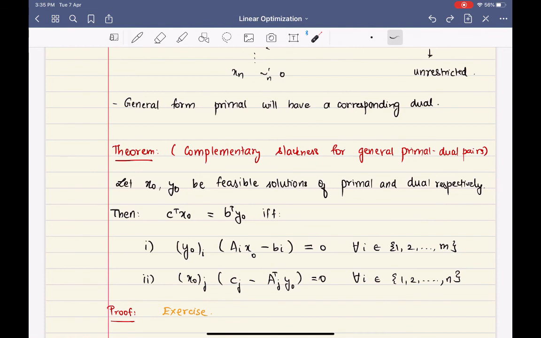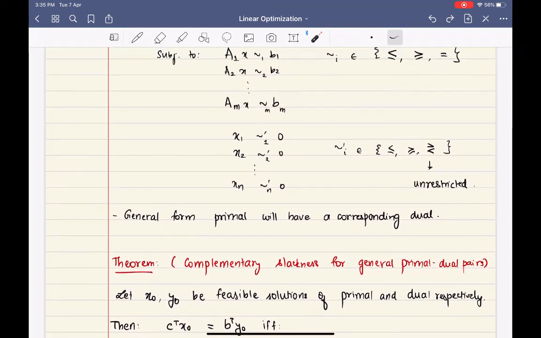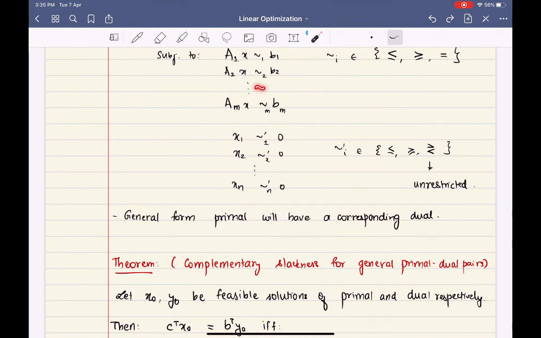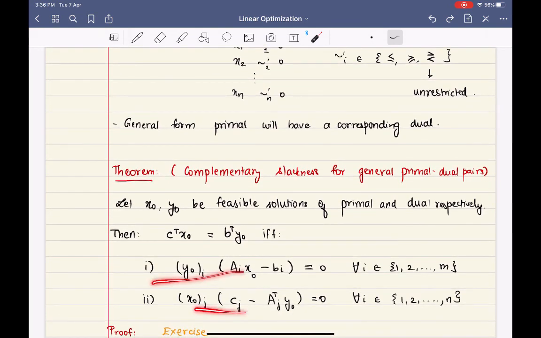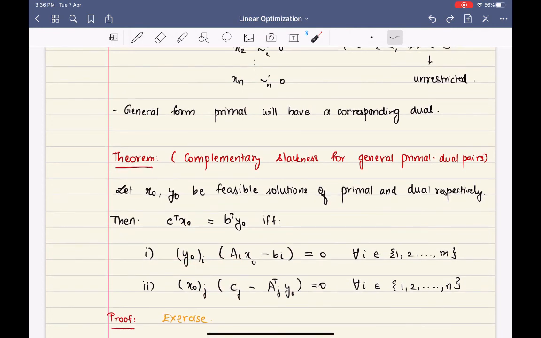It uses the same style of arguments, except that you need to be careful about the particular choice of constraint, the operator and the corresponding comparison for the variables. If this is bigger than, then in the dual you will have negative, and if this is equal to, the corresponding dual variable will be unrestricted. You need to keep this in mind when you try to prove these two statements. The proof is left as an exercise.